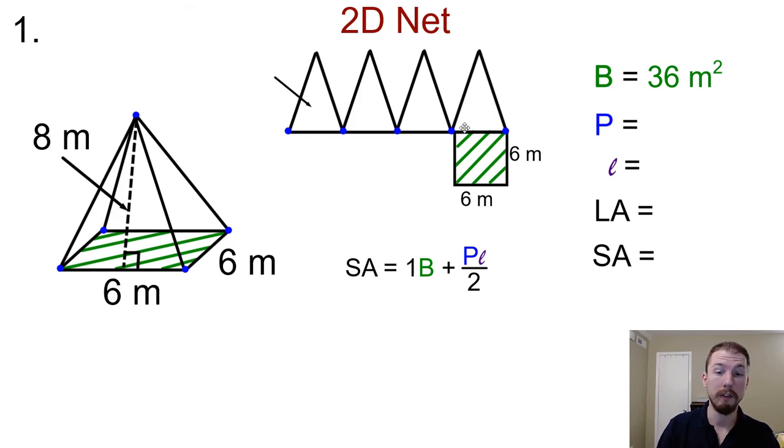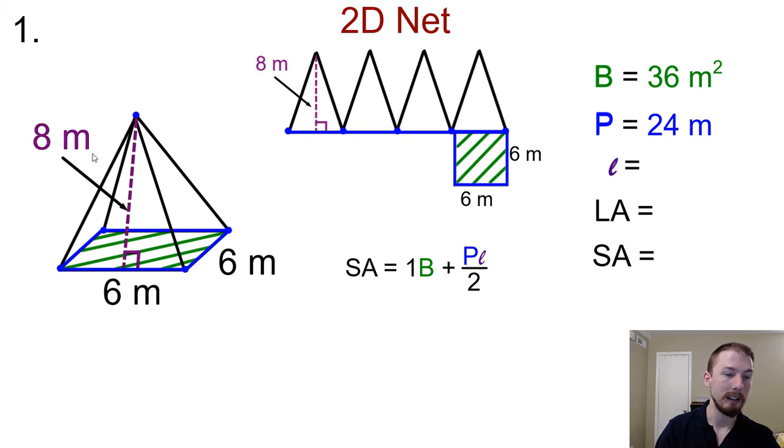Next thing we want to do to find the lateral area is to find the perimeter. Now the perimeter is going to be this width here of our lateral area. It's the same perimeter that we have going all the way around the base. So what is the perimeter of the base? Well, 6 plus 6 plus 6 plus 6, because it is a square, would be 6 times 4, which is 24 meters. Then I need to find the height of these triangles to find the lateral area. Well, that height is going to be the slant height, which in this case is going to be 8.